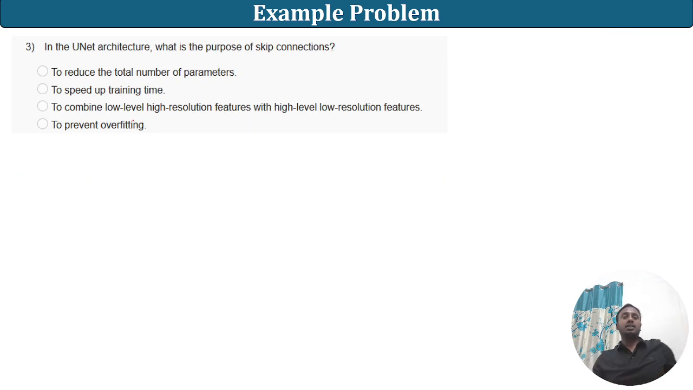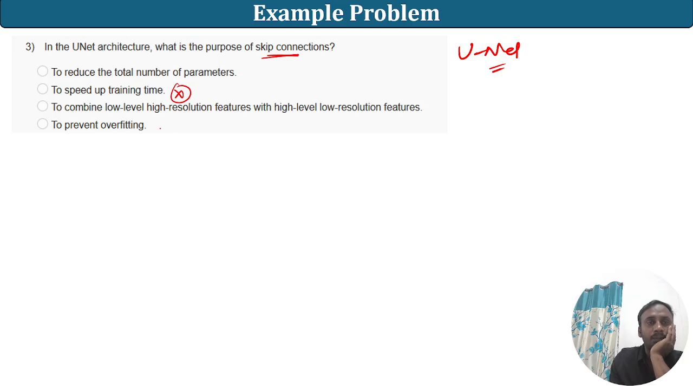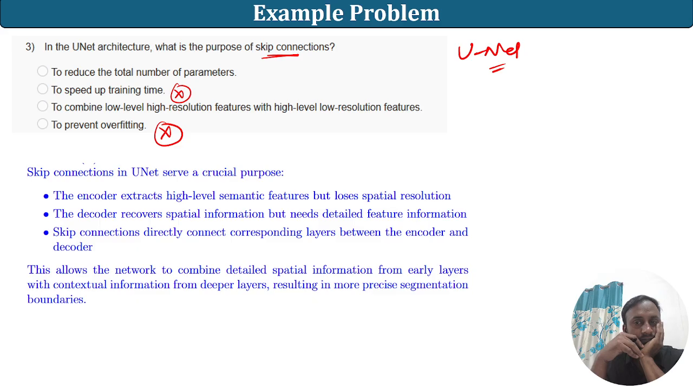In the U-Net architecture we have discussed, what is the purpose of the skip connection? Can anyone tell? To combine the low-level and high-level features. Anyone else? Speed-up will not be there. Preventing overfitting will not be there. It's going to combine only. They are going to combine only.